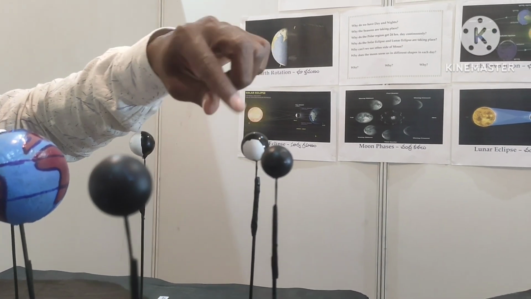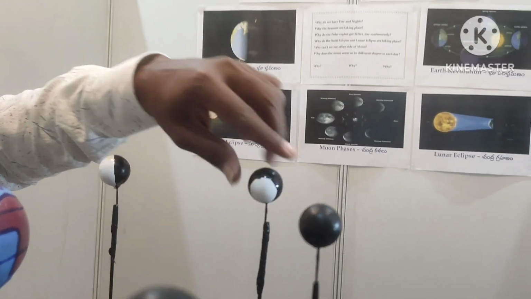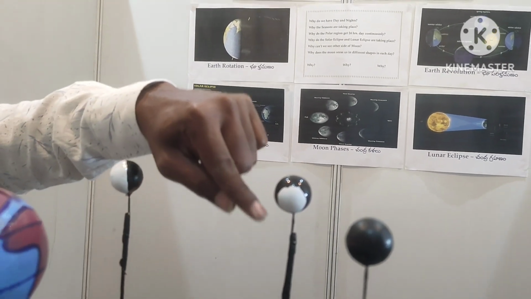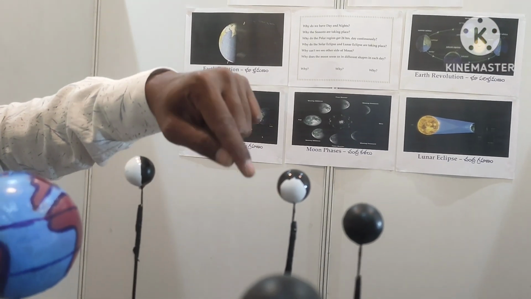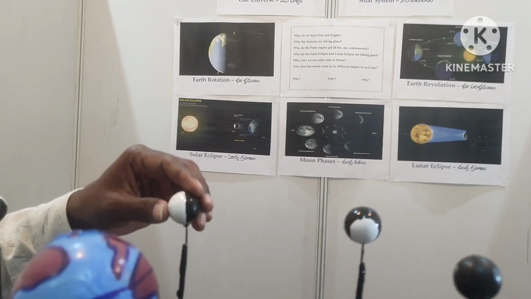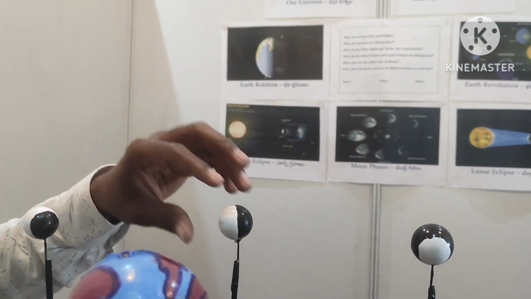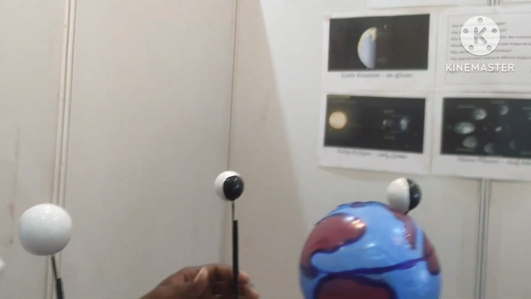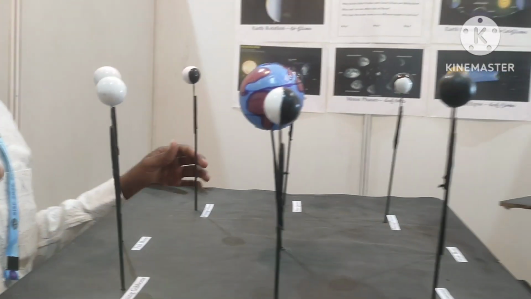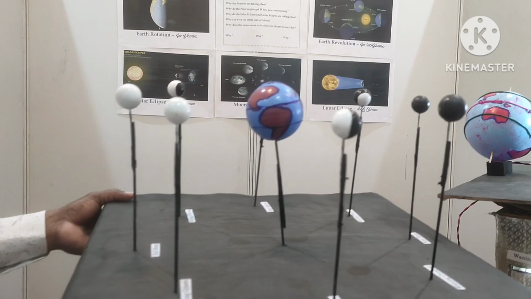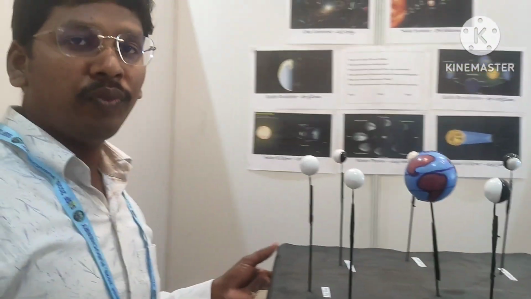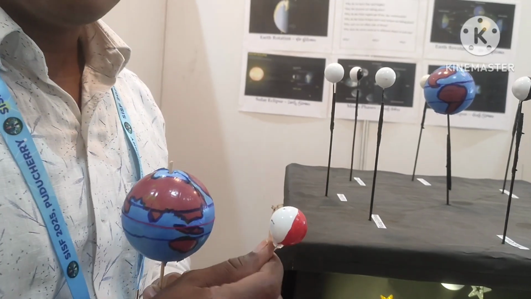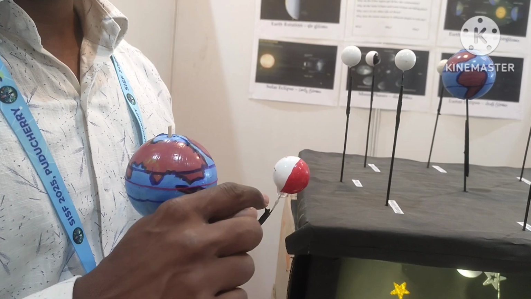When the moon comes after 1 or 2 days, we can see slightly a crescent shape. So this is called crescent. When the moon is here, we can see only half part of the moon. This is the first quarter. So we can observe all these moon phases by showing this model to the children, so they can understand moon phases easily.